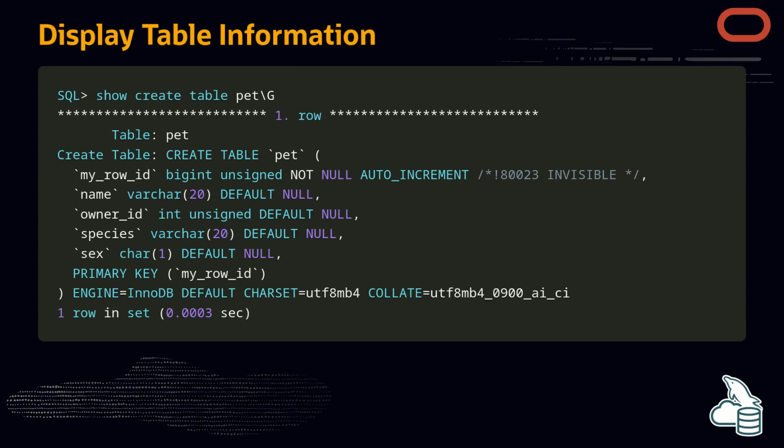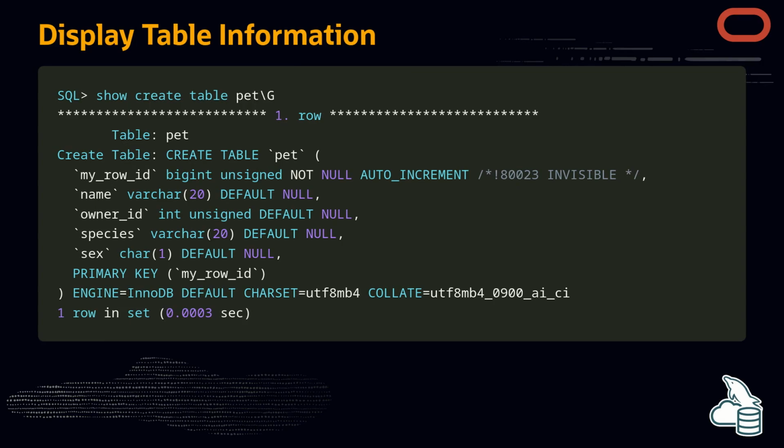We can also check the table information using the syntax show create table and the name of the table. And I use here \G to have not a column output but a line output. And here we have all the information about how the table is created. And as you can see, there is a bit more information than what we created.